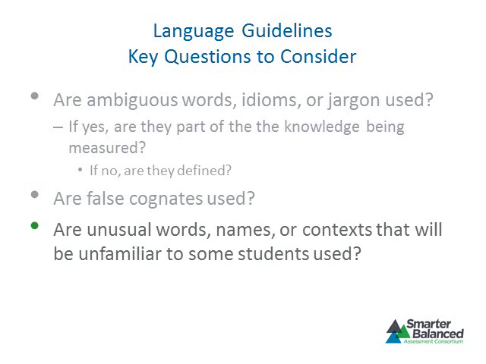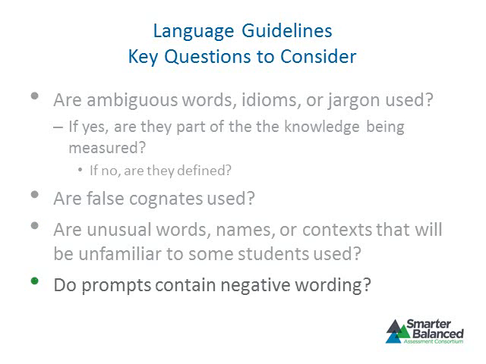Words that are unusual, names of people and places that are unusual, and contexts that are likely to be unfamiliar to some students can create confusion and distract students from the task presented by the item or task. Wording prompts negatively can cause confusion for some students, particularly those that are still developing English language proficiency. Terms like not and never should be carefully considered to determine whether they are needed or whether the prompt can be reworded to avoid their use.